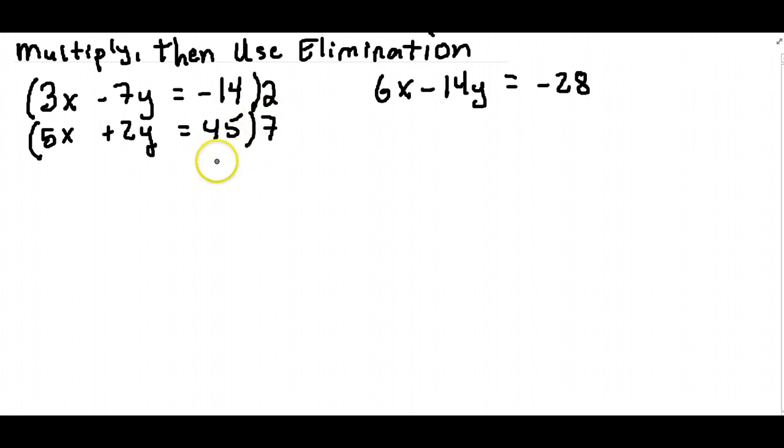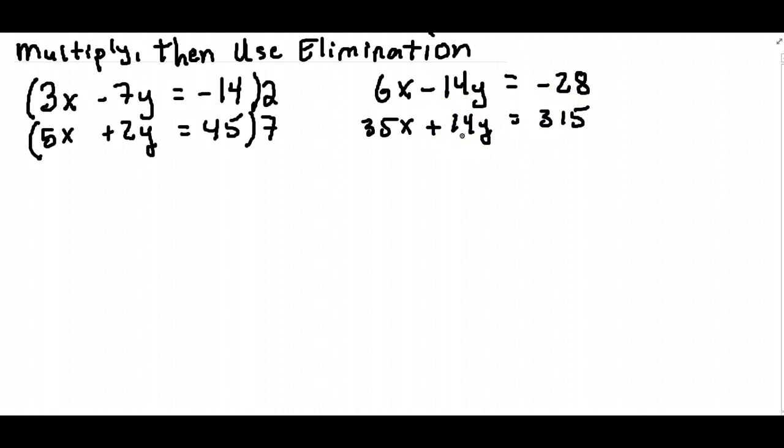So let's do that. I'm lining this up right underneath the first equation. So 7 times 5x is 35x. 7 times plus 2y gives us plus 14y equals 7 times 45, which is 315. That comes after the equal sign. Okay, so now we just need to add these equations.